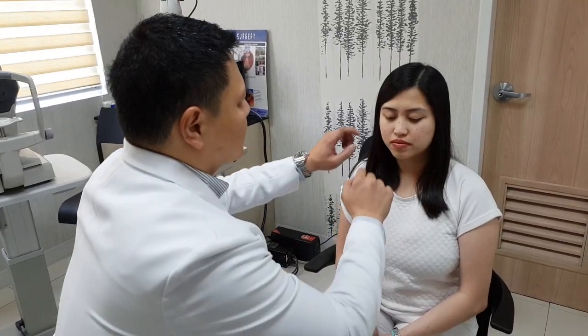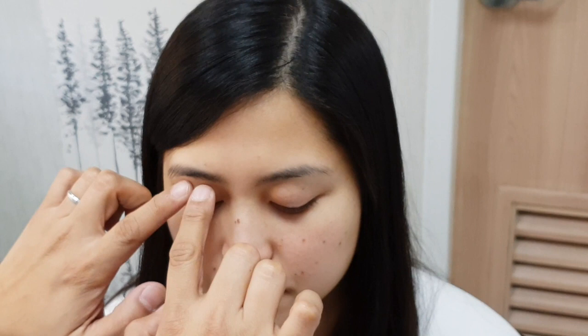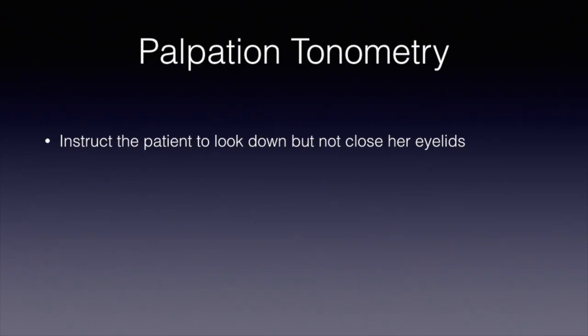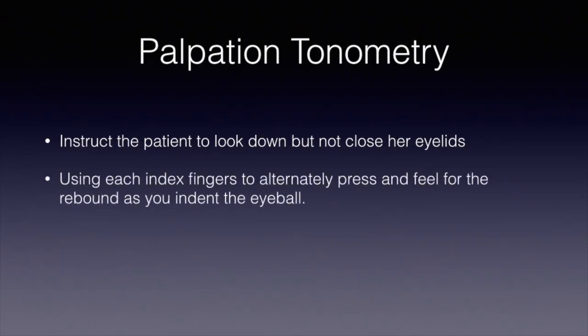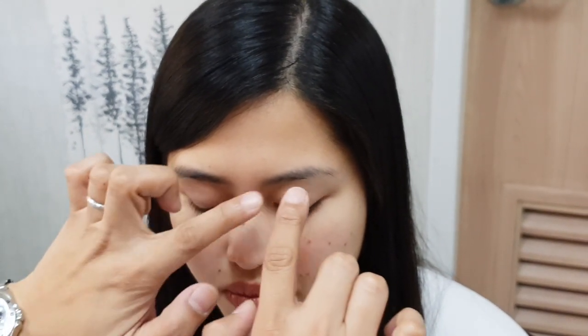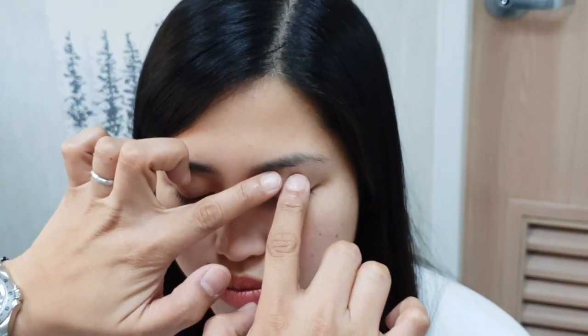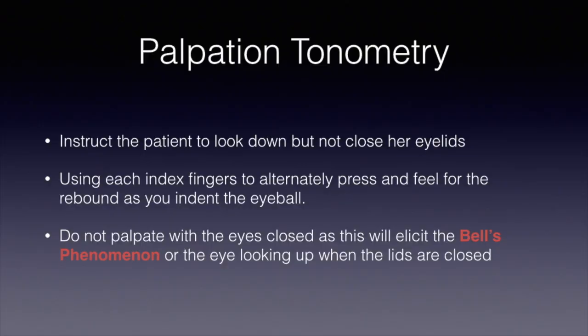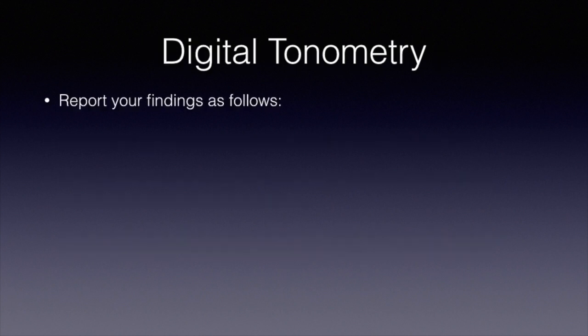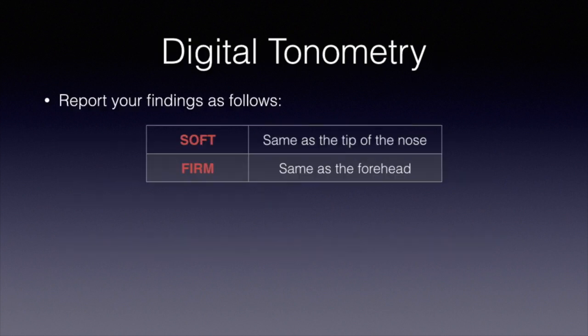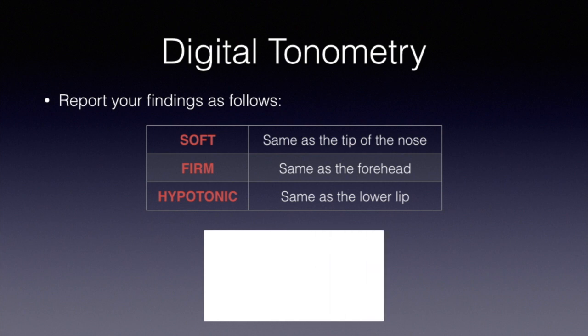Instruct the patient to look down without completely closing her eyelids. This way, you are ensured that you are pressing on the scleral aspect of the eyeball and not on the cornea. Next, rest both index fingers on the closed eyelids and alternatingly, gently press the fingertips and feel the softness or firmness of the rebound as it indents the eyeball. Estimate the firmness as similar to the following structures. Record your findings as follows.